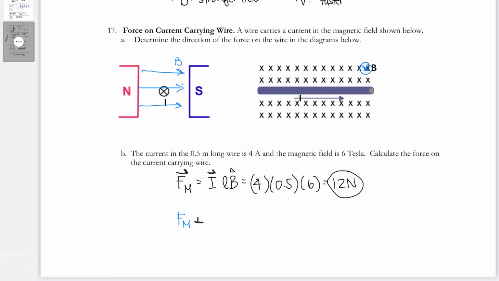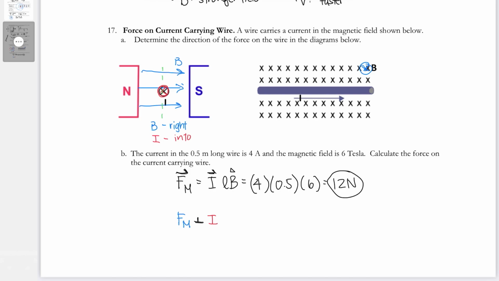So it has to be perpendicular to the current. In this case, the current is pointing into the page. So the current is in the Z direction, into the page. The field is to the right, that's the X direction. And that must mean the force is mutually perpendicular. That limits the force to either up or down. Okay.